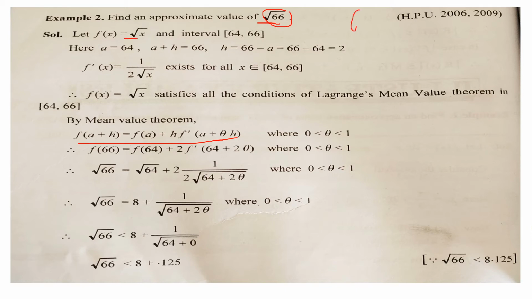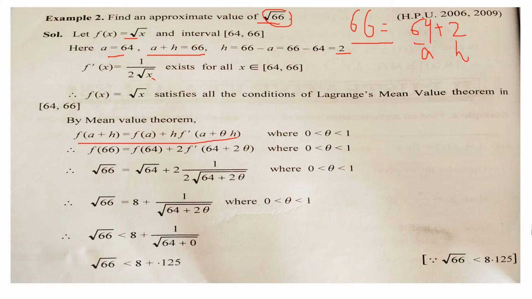I can write 66 as 64 plus 2. We know that the root of 64 is 8. So I take 64 as a and 2 as h, so it is a plus h. Here a is 64, h is 2, and a plus h is 66.